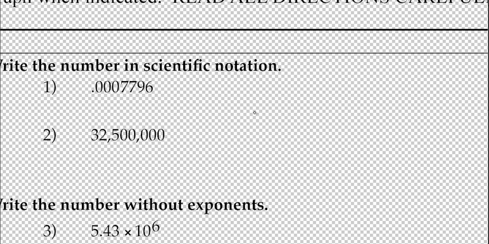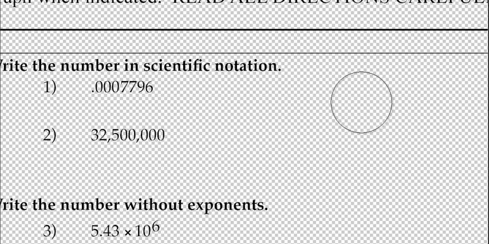Now, scientific notation is always written as just a single number, then the decimal, and then as many digits as you want afterwards, but it has to have just one number before the decimal point. So there we go, there's scientific notation with just one number before the decimal point.